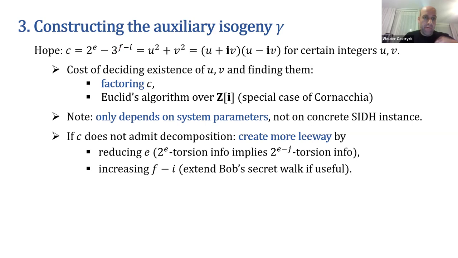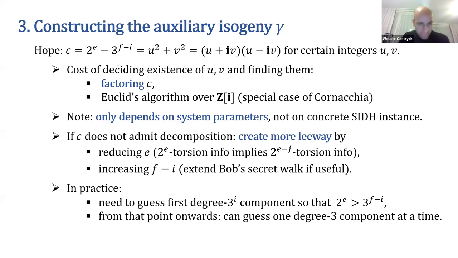How does that work? Well, F was the length of Bob's secret chain of three isogenies, but you can extend that chain if you want with your own isogenies, and you will have a chain of length F minus I plus one or F minus I plus two and so on. Okay, so you can play around with this exponent too. And this creates a bunch of numbers, and as soon as one of them can be written as a sum of two squares, you win. Of course, you want these integers to be positive.